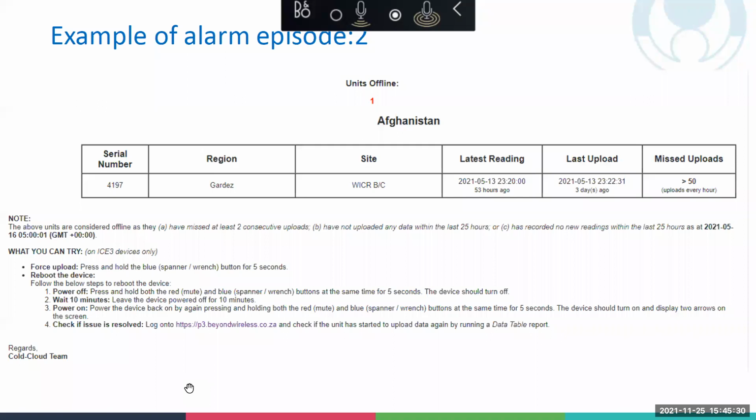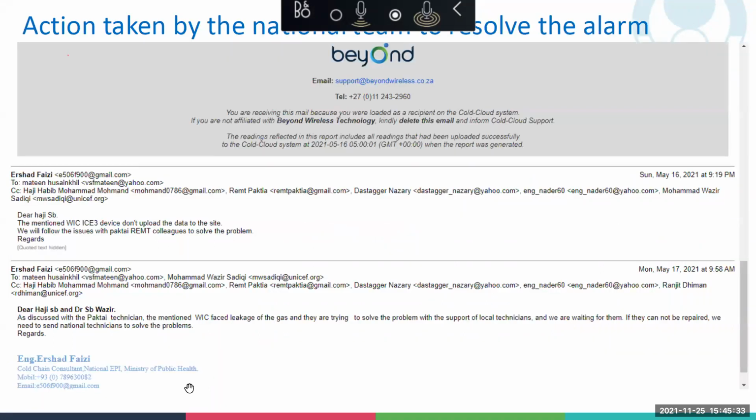Let's see the next slide. Action was initiated immediately by the cold chain technicians who are trained and situated in each region, to go and check what the problem was. They were able to find out there was a leakage of gas in that equipment. So the national focal person has to liaise with the cold chain technicians at the national and regional level to solve this problem immediately. As you can see from the dates, the alarm was sent on the 16th, and action was initiated immediately on the 16th and on May 17th.